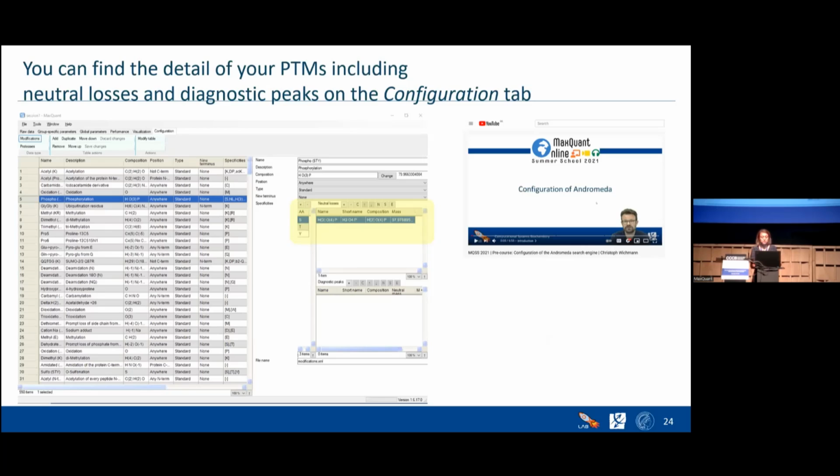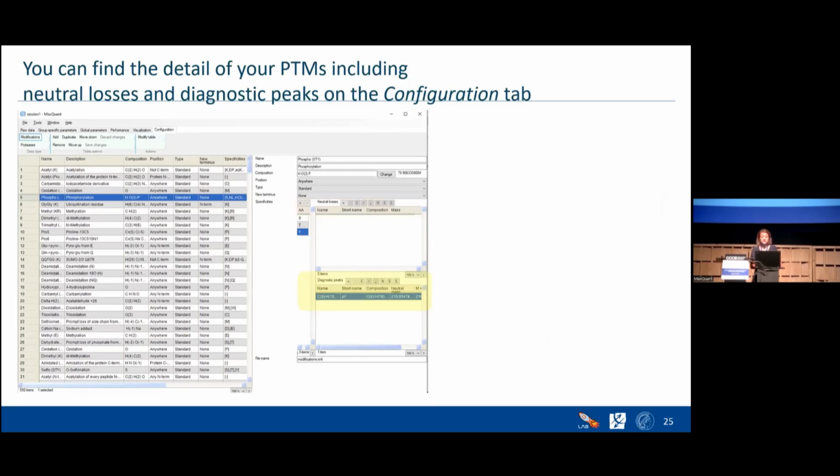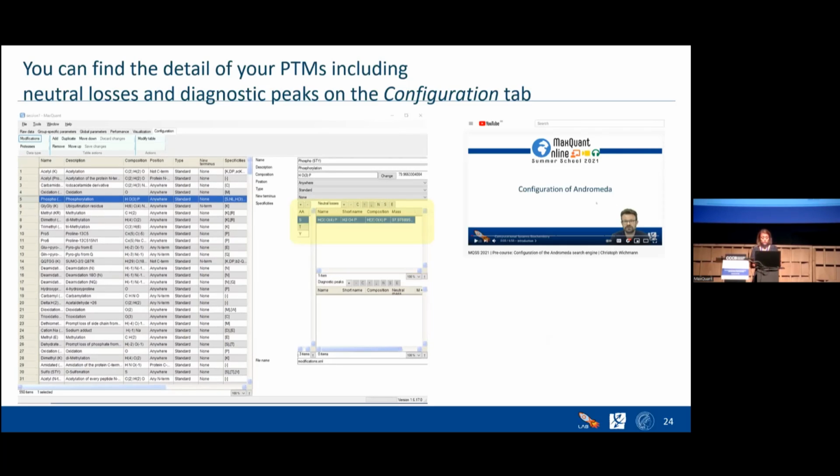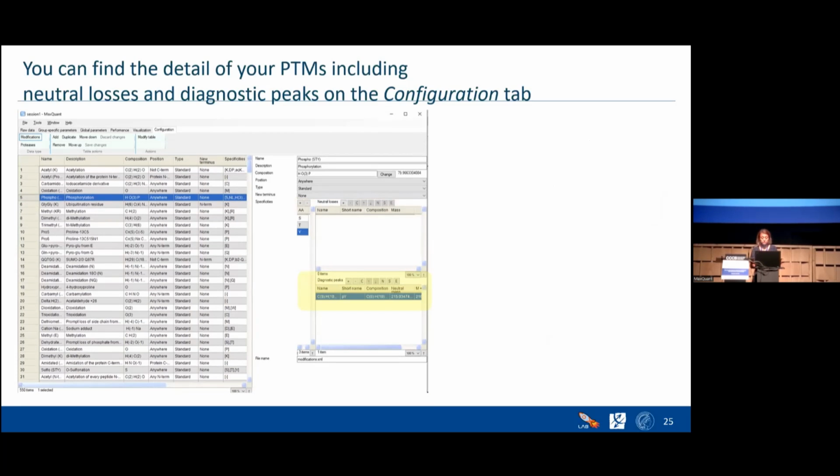What you need to do is create a new entry on our configuration tab, and you just give the name, and then you give the specificity, meaning which amino acid they are targeting, and if there are any neutral losses, and if there are any diagnostic peaks. Because for the serine, we have the neutral losses, but for the tyrosine, we don't have this, and we have the diagnostic peaks. So diagnostic peaks are defined here. And another thing, if you see on the lower part, it's a modifications XML, and there's also a file on your system. You could also go check how it's been configured if you want.